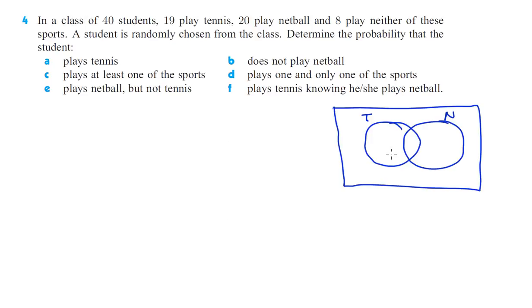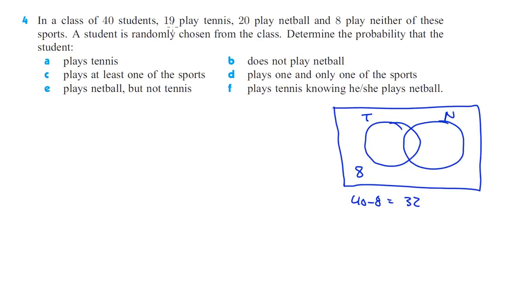So let's do that. Here's our Venn diagram. There's 40 total people that are going to be inside of this. We know that 19 play tennis. So we know that 19 are in these two regions together. 20 play netball. So there's 20 total in these two. And then we know that 8 don't play either. So that's the first thing we can start off with, is we know that there's 8 outside of here. So with the 8 outside of there, 40 minus 8 leaves us 32 people that play tennis, netball, or both.